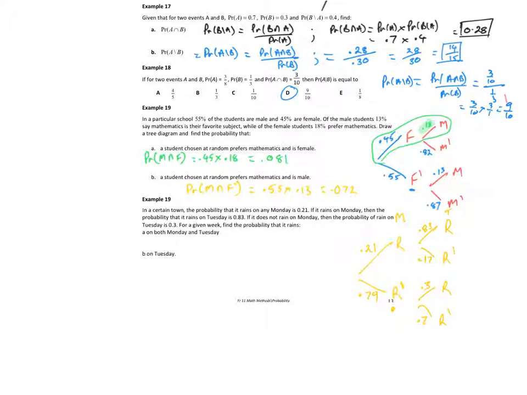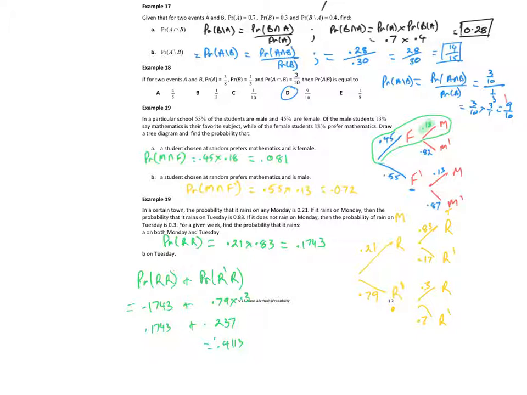What's the probability of rain on Tuesday? The probability of rain on both days is 0.21 by 0.83, which on our calculator is 0.1743. Then rain on Tuesday is the probability of rain plus the probability of no rain. Rain we've got 0.1743, plus no rain, which is 0.79, times rain, which is 0.3. That's 0.1743 plus 0.237, which equals 0.4113. Okay, give it a go.